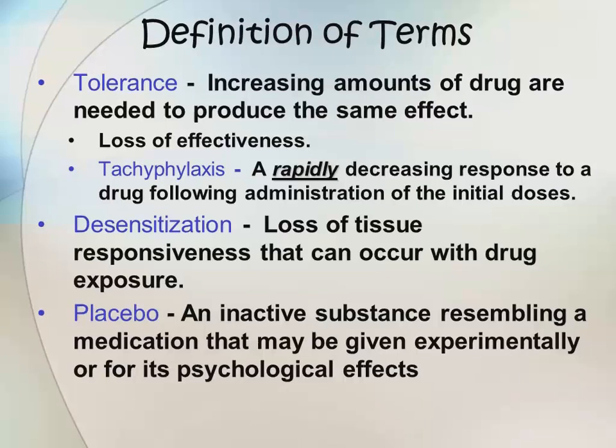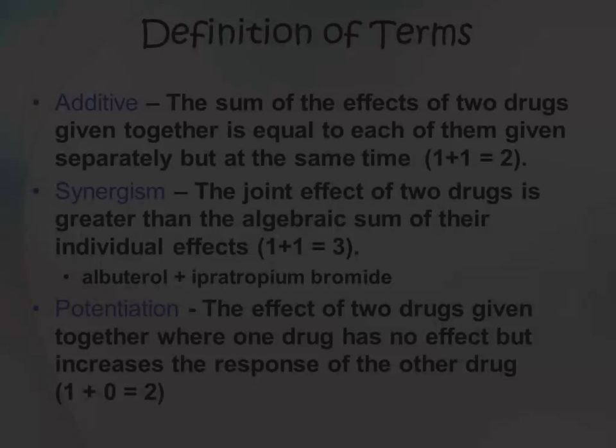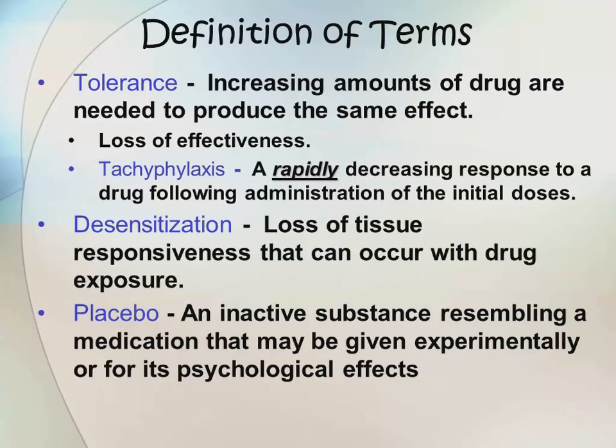Sometimes there's desensitization where the tissue responsiveness can change with drug exposure. You lose tissue responsiveness. And a placebo, as you should probably know, is an inactive substance that is given. Often when we're doing experimental trials, they'll give one dose of placebo versus a dose of drug, so we can evaluate whether or not there's any improvement. So tolerance, I mean, alcohol is a drug, and you need more and more alcohol to bring the same effect. Okay, so the alcohol doesn't have the effectiveness it once did.